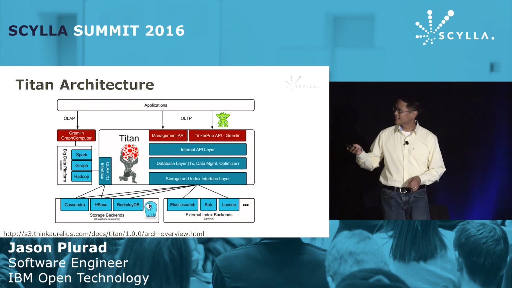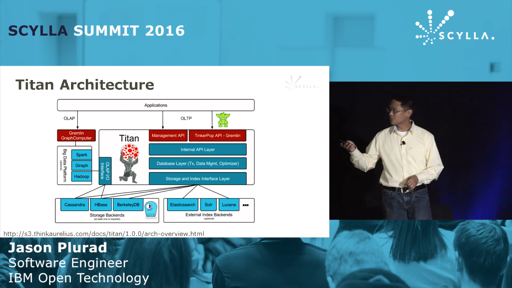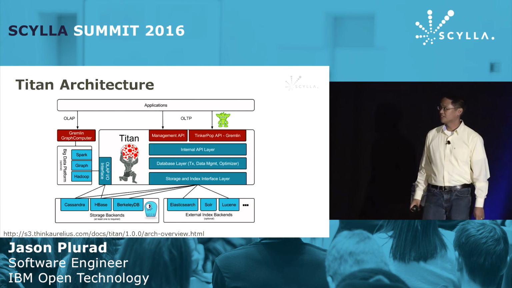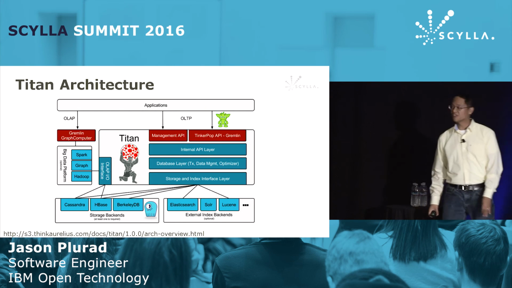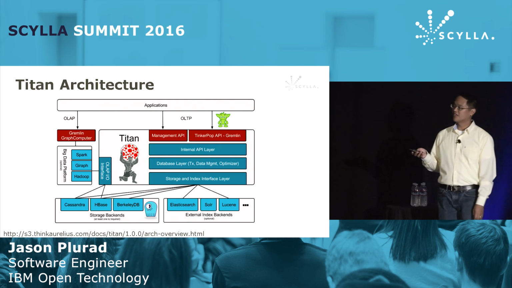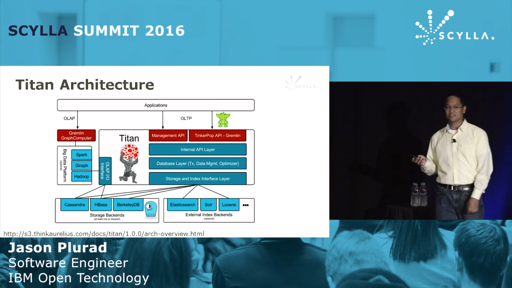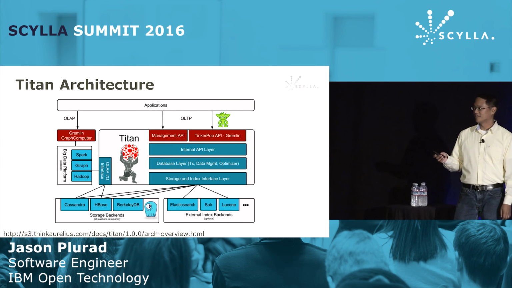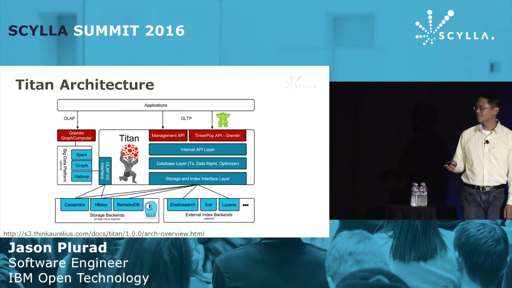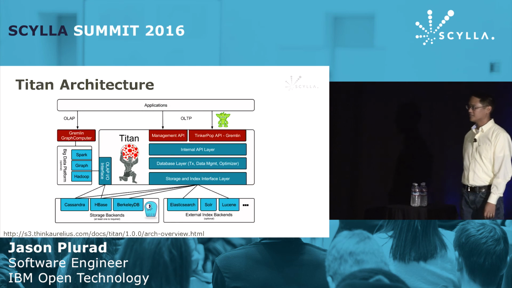On the OLAP side of the house, as I discussed before, a lot of those are coming out of TinkerPop with the graph computers for Giraph and Spark. The key piece out of Titan is a Titan input format, and this allows it to efficiently move the data out of your graph stores and into HDFS.